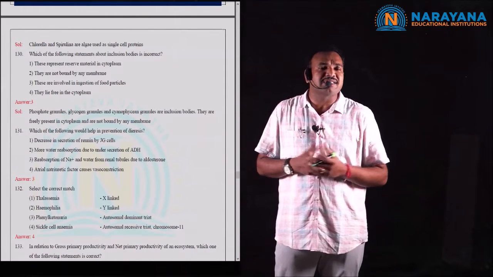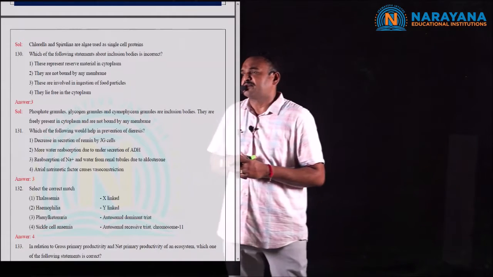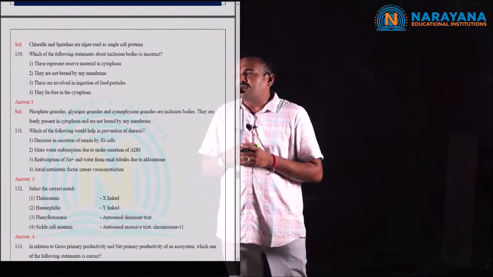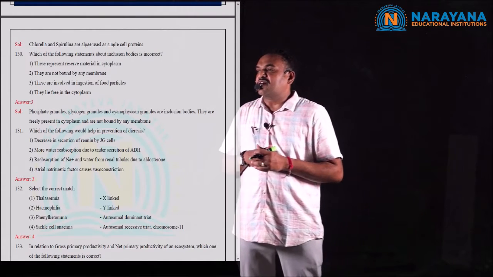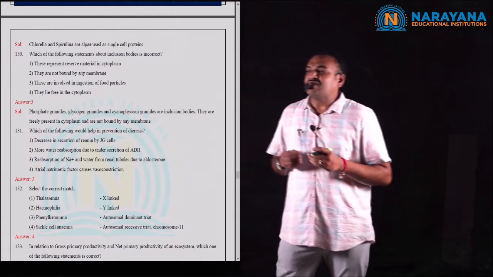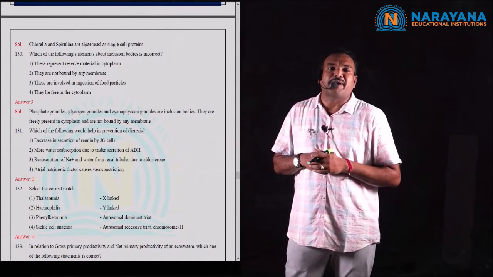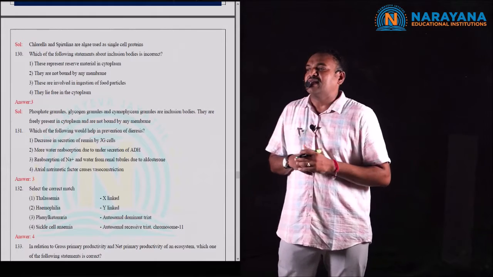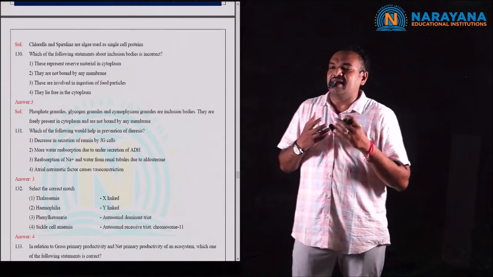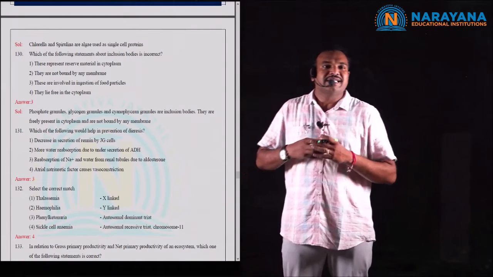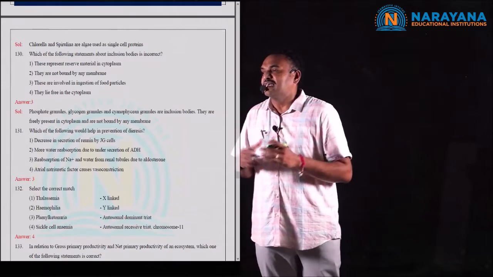granules. That means all these are the reserve food materials present in the cytoplasm of prokaryotic cells, and they are not bounded by any membrane. Yes, membrane is absent. These are involved in ingestion of food particles. So these are not involved in ingestion of food particles. They don't have any role in ingestion of food particles, and they lie free in the cytoplasm. That is also right. That means the statement which is incorrect for question number 130 is the third option.